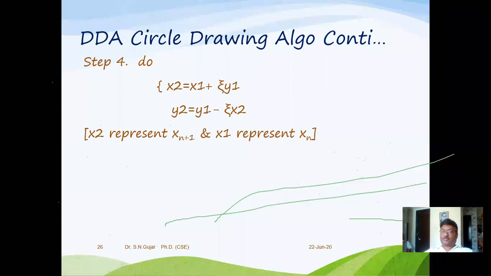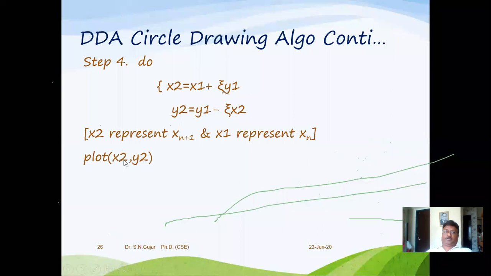So I already told you, that is the x2 you have to consider over here. Why? Because that is going to draw the circle. Now what is y2? Y2 is equal to y1 minus epsilon x2. So what is the y1 value? Your start y, and the start y value is r. So here y2 is equal to r minus epsilon x2. Now x2 represents xn plus 1 and x1 represents xn. Now here you have to plot them.